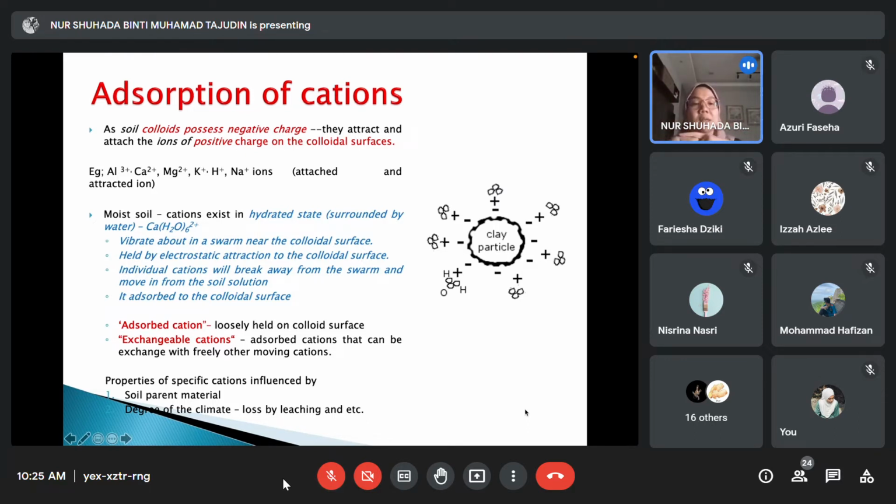Actually, in moist soils, cations exist in a hydrated state. That's why you have to water your plant, because when you water your plant, the cations are in a hydrated state, meaning that they are surrounded by water. So they can vibrate about in a swarm near the colloidal surface. It's like a magnet, with an electrostatic attraction to the colloidal surface, so that the individual cations will break away from the swarm and move into the soil solution.